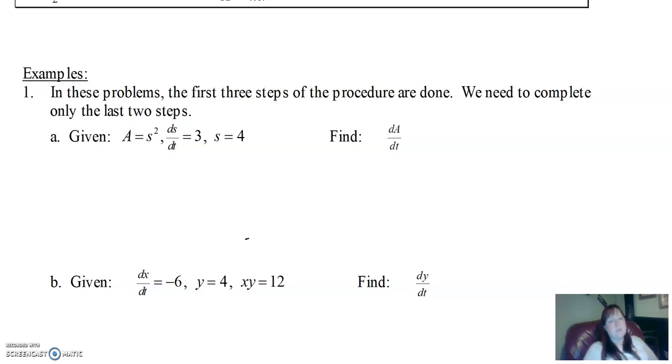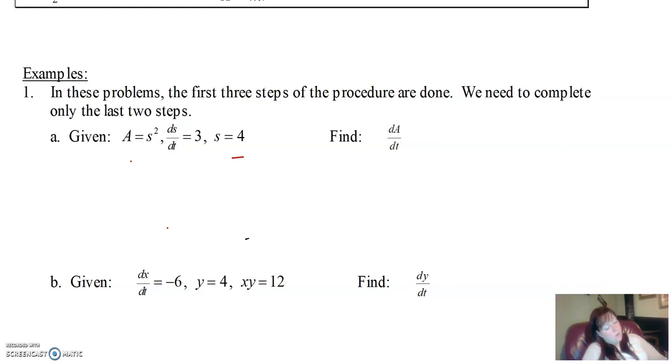In these examples, the first 3 steps are already done for us. They've already drawn a picture, which we don't need, and written out the equation for us. So all we need to do is steps 4 and 5, which is implicitly differentiate and then plug in things to find our final answer. This is saying, given that the area equals s squared, and ds dt equals 3 and s equals 4, we want to find the change in area with respect to time. That's what dA dt means.